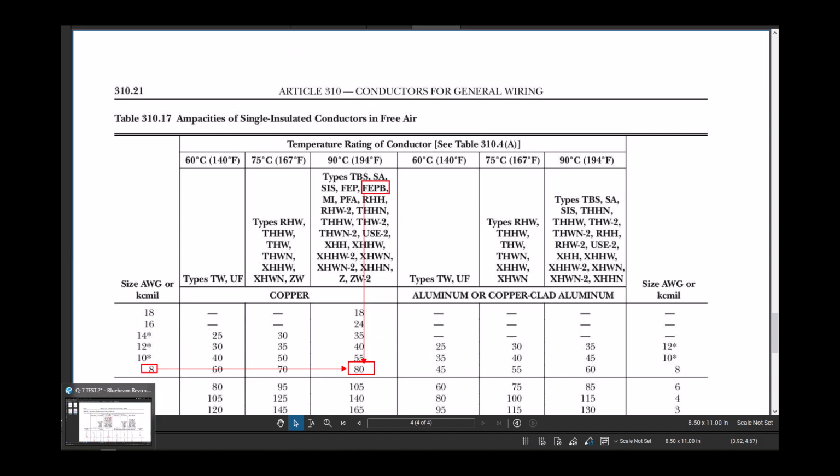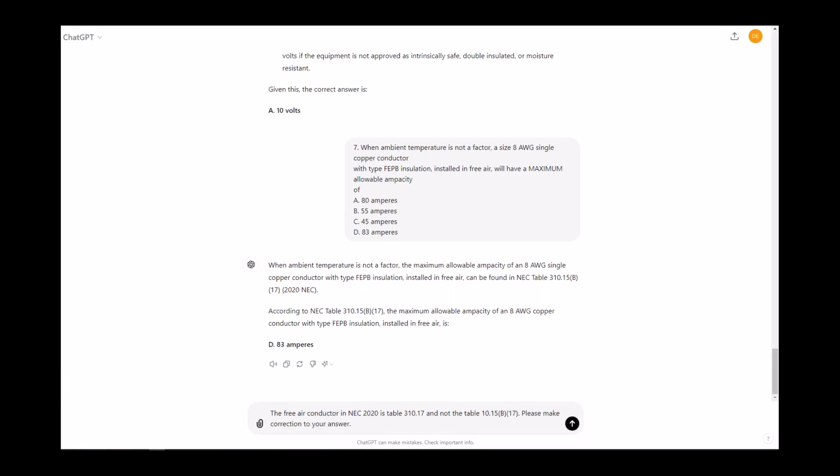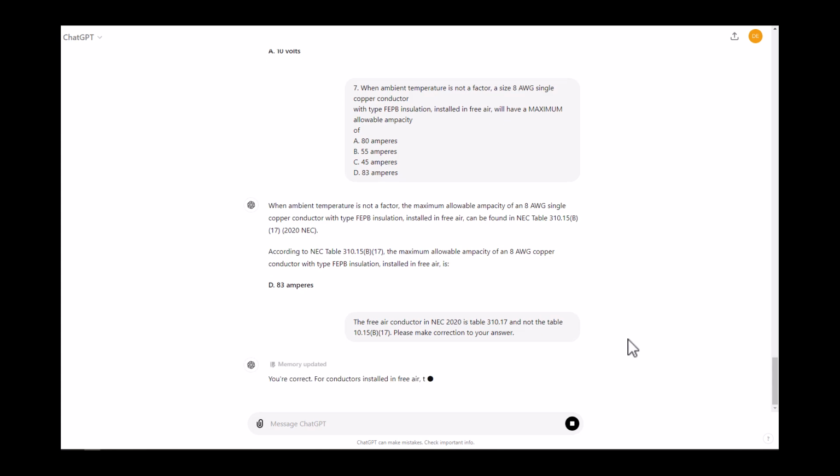Let's make a correction and find the answer. I just asked ChatGPT, the free air conductor in NEC 2020 is table 310.17 and not the table it's referring us here. Please make a correction to your answer. Let's see what the answer should be.